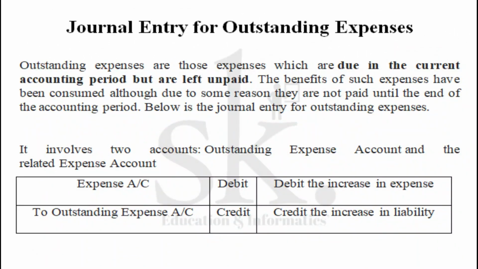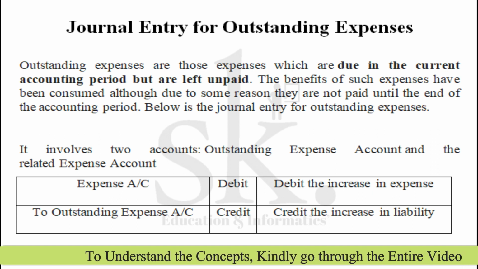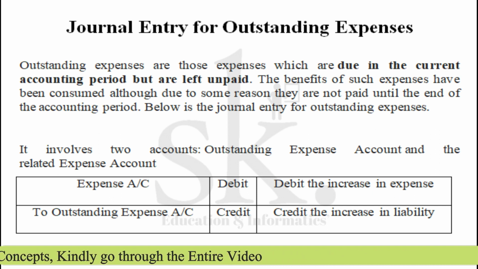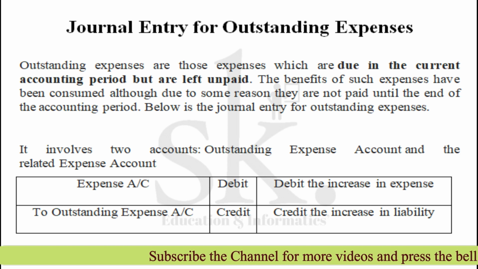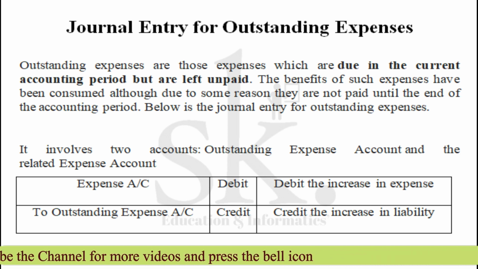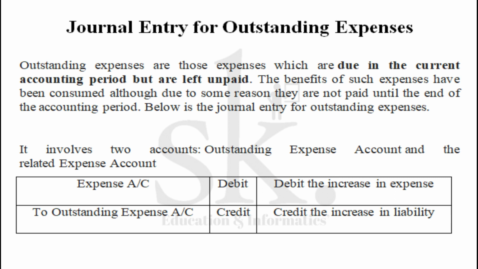Before we understand the journal entry of outstanding expense, let's understand what we mean by the term. Outstanding expense means that you already have got the service but the amount stands due. That means in the current accounting period, the 12 months I'm talking about, you haven't paid the amount but you have already taken the service and the amount has been left unpaid. Under such circumstances we identify two account heads: one is the expense account and the second is the outstanding expense account.